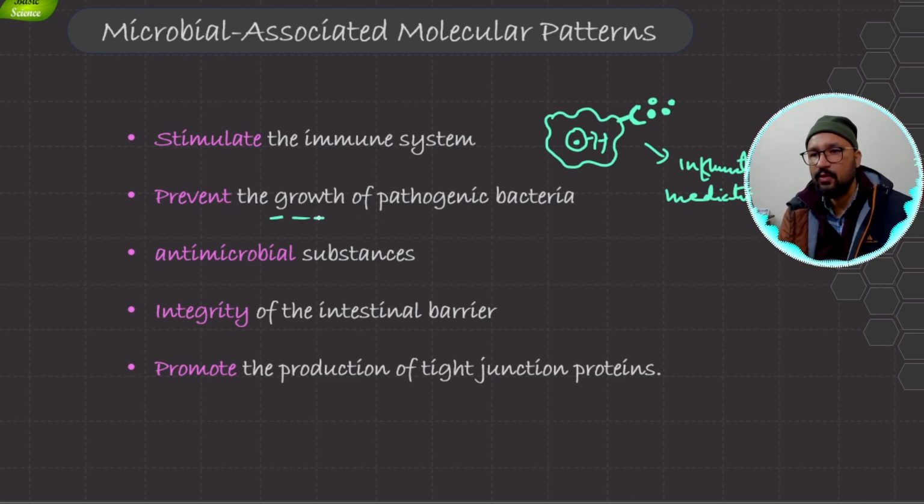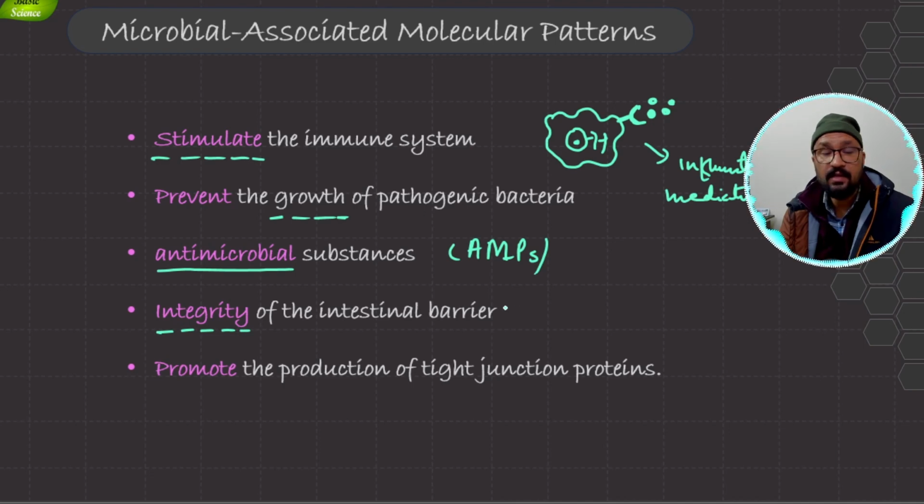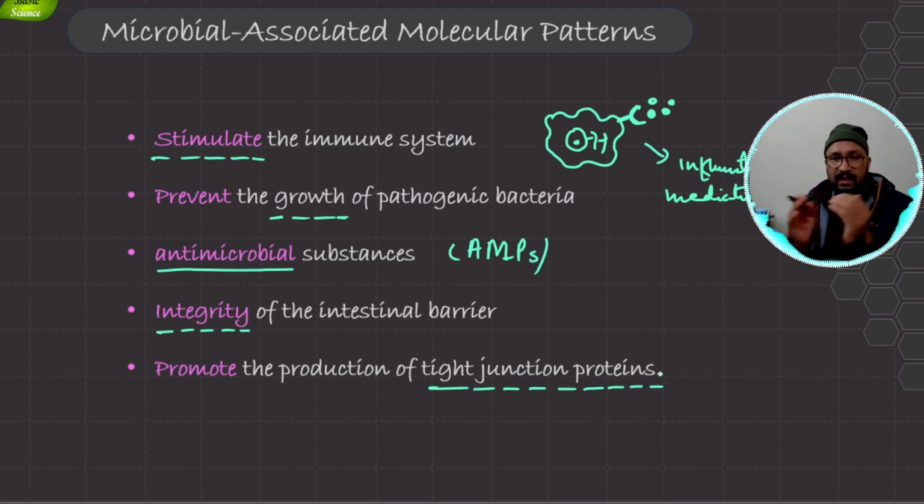Next is preventing the growth of pathogenic bacteria. The pathogenic bacteria that can cause disease, they can prevent the growth of those. Antimicrobial substances, we have already talked about antimicrobial peptides. These can directly kill the pathogenic organisms. They can help in maintaining the structural integrity of the intestinal barrier. Research has shown that they can help in the production of tight junction proteins. These are the proteins that help in maintaining the integrity of the intestinal barrier. So this is how they can basically help in maintaining it.